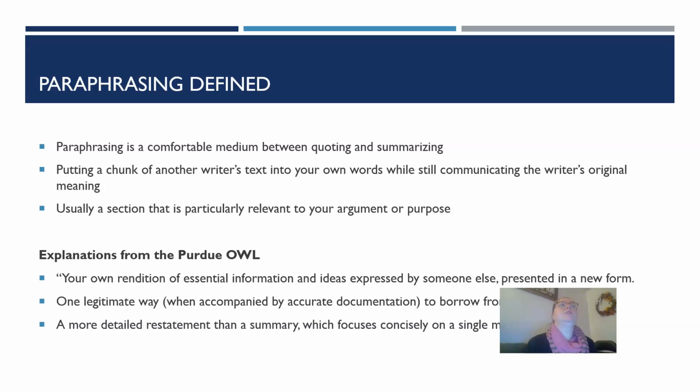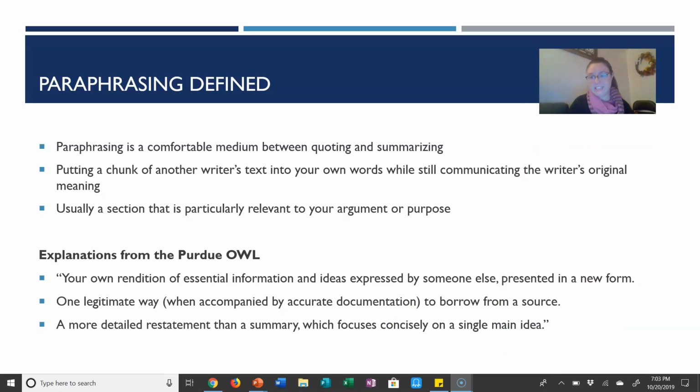Now, we want to see paraphrasing as a sort of comfortable medium between quoting and summarizing. So with quoting, we're really identifying a very specific part of a text, really maybe like 1, 2, 3 sentences that we find particularly important or relevant to our own writing. Whereas a summary gives us the opportunity to discuss the work as a whole. Rather than isolating a couple of sentences here and there, it really gets at what does the work in its entirety say. Now, like I said, paraphrasing is kind of a comfortable in-between.